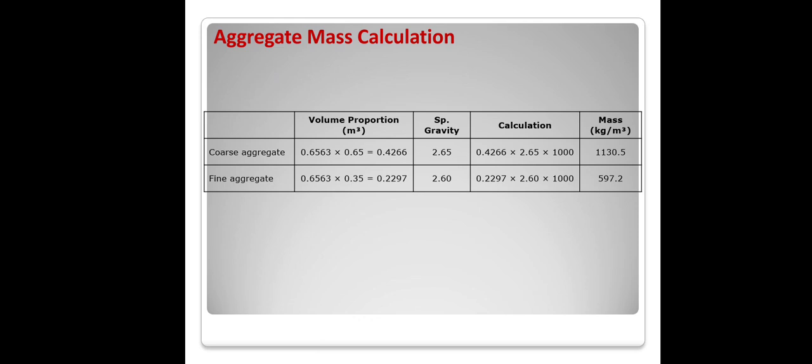Splitting that aggregate volume, coarse aggregate is 0.6563 times 0.65, giving 0.4266 meter cube, which at a specific gravity of 2.65 gives a mass of 1130.5 kg per meter cube. Fine aggregate is 0.6563 times 0.35, giving 0.2297 cubic meter, which at 2.60 gives 597.2 kg per cubic meter.